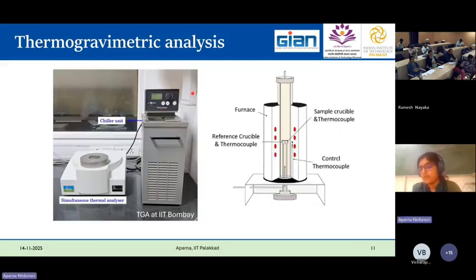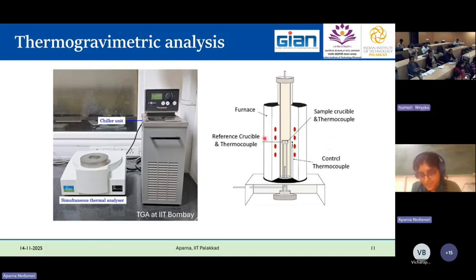This is one of several other TGA equipments that we can see. This is the STA 8000 from PerkinElmer. This is the furnace in which we will keep our sample, and we will increase the temperature of the sample by increasing the temperature of the furnace.